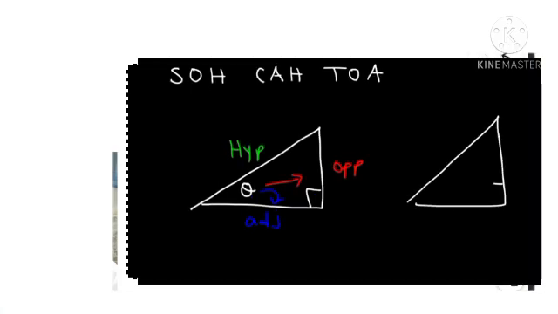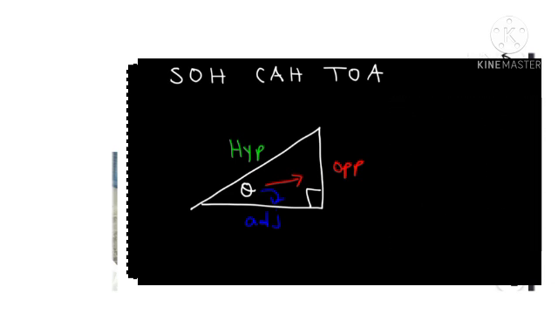Now, if you recall, these are A, B, and C. The Pythagorean theorem applies to right triangles: A squared plus B squared is equal to C squared. We're not going to focus on that too much, but just be familiar with that equation.